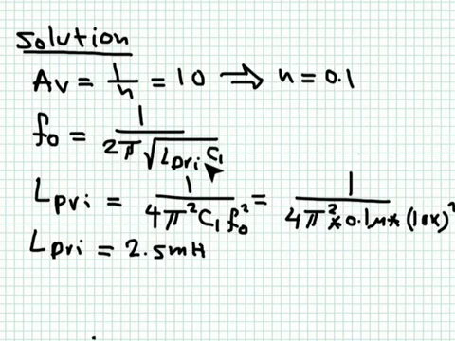Now, what is the inductance of the primary coil? I know the resonance frequency. I know the capacitance connected in parallel. I can solve for the primary coil inductance. I can simply square both sides and write L primary as 1 over 4 pi squared C1 F naught squared. If C1 is given as 0.1 microfarad and F naught is given as 10 kilohertz, if you do this calculation, you end up with 2.5 millihenry. So we can determine the inductance of the primary. We know the turns ratio of the coil we have to use. We know the gain of the amplifier. We can build that Armstrong oscillator.